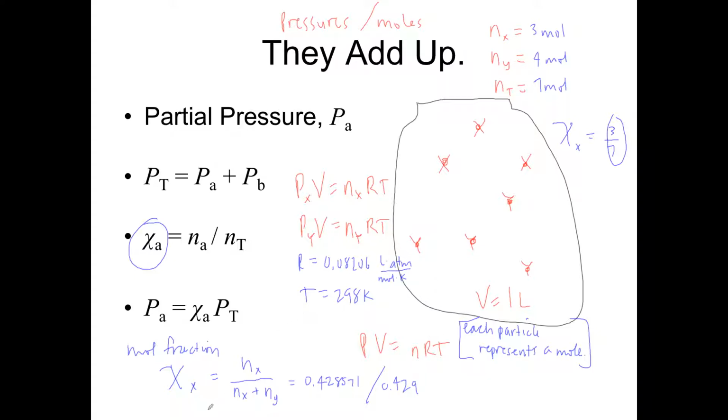All right, so that's the mole fraction of X, right? What's the mole fraction of Y? The mole fraction of Y is going to be 4/7, which is going to be 0.5, oh, I don't know, 0.57 something, right? They're gonna add up to be 1, of course, right? Because 1 is the whole. All right, so let's do an example.